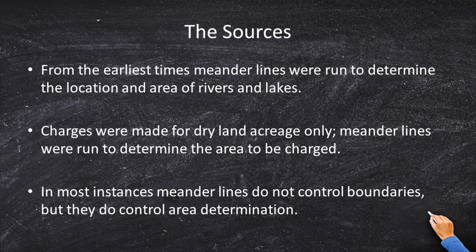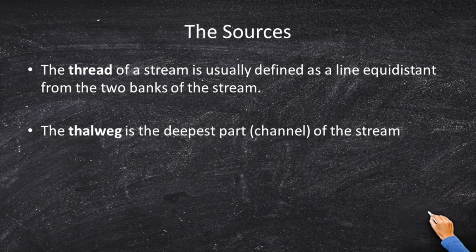And finally, in most instances, meander lines do not control boundaries, but they do control area. So here we go again. Did your client ask you to find the boundary between the river and the dry land, or did he ask you to find the area? He asked you to find the area. This meander line is going to be the winner. Okay. So I've got the dry land versus riverside. I think the answer is going to be a meander.